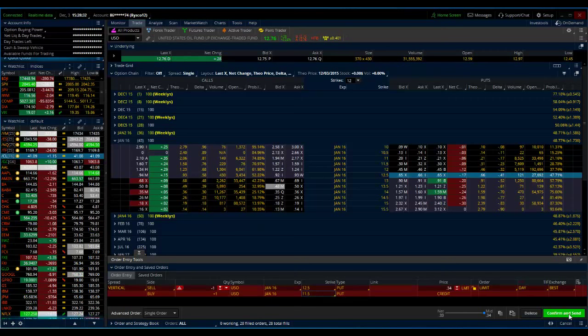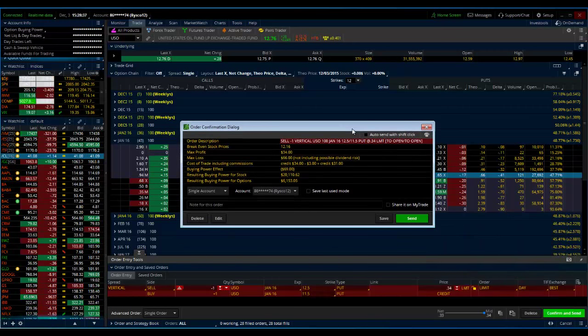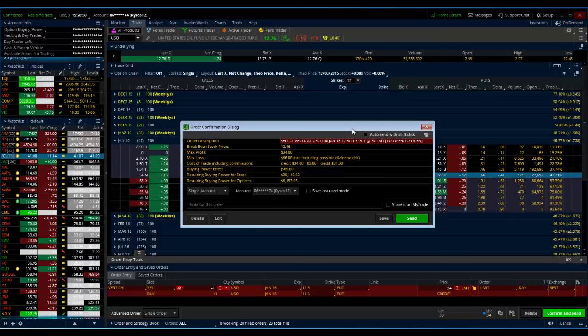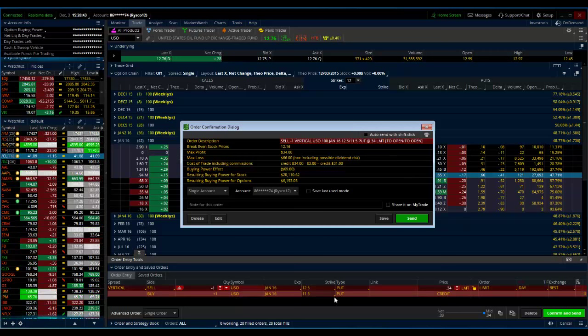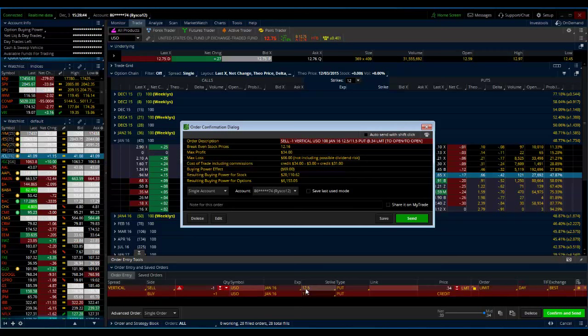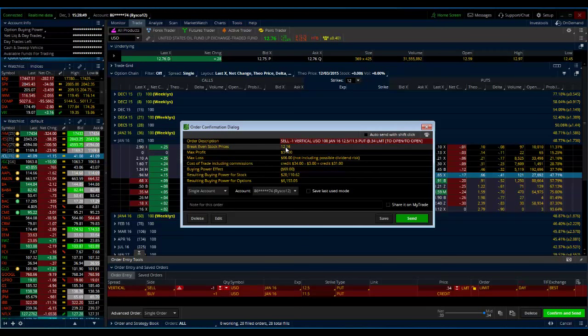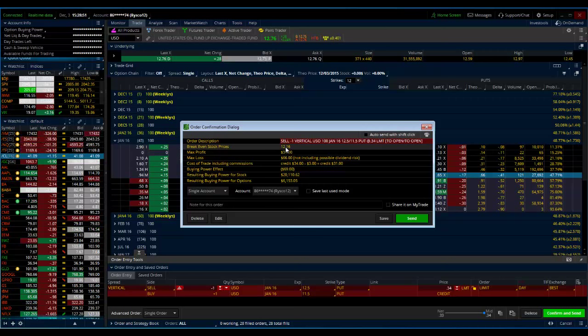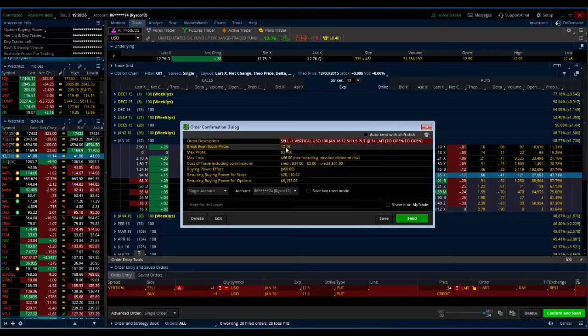Let's break this down in a little more detail. So if I pop this up, we're bullish on USO. We're collecting 34 cents to sell the put spread. Our break-even point is calculated by taking our short strike, that 12.5 put. We're going to subtract 34 cents, and our break-even price is 12.16. Okay, so now as long as USO closes above 12.16, I can make money.